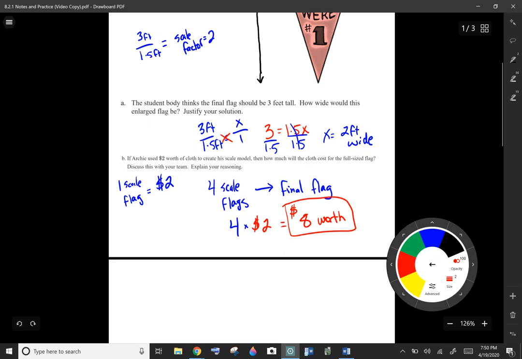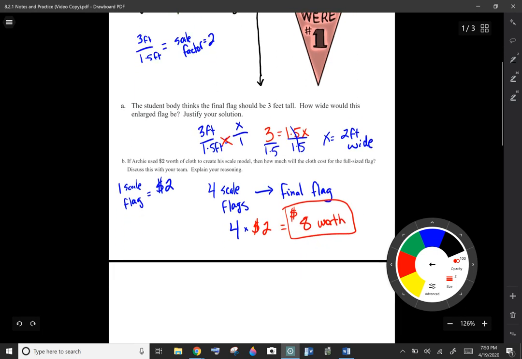So again, this idea of the length of a side compared to the area is a little bit of a different relationship, and we'll take some notes on that now. But even though the flag is twice as long, it's actually 4 times as expensive.